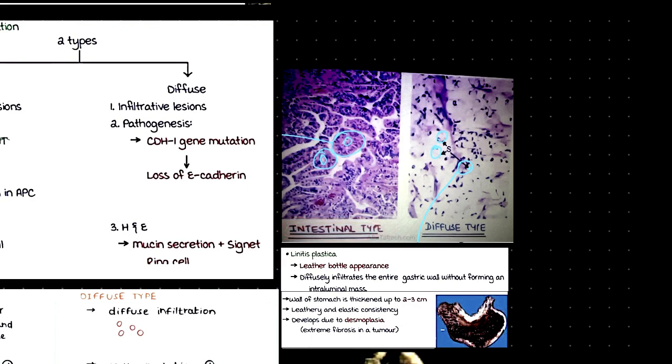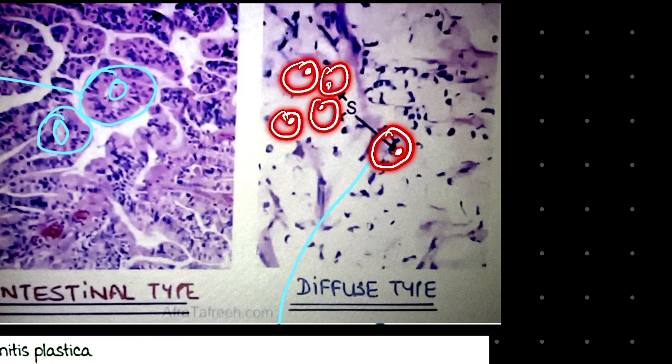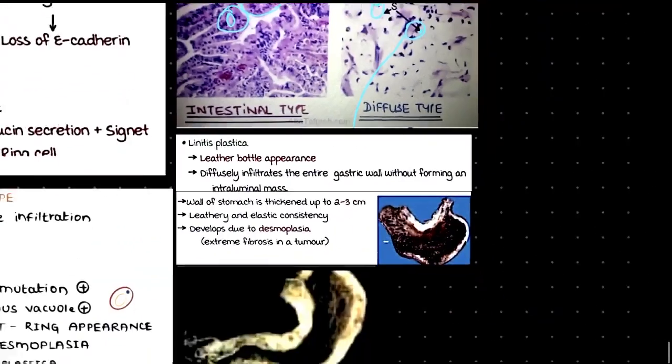And talking about diffuse type, what you said that these are what? The signet ring in shape, right? You can see right here, these are signet ring in shape. As you can see, the nucleus, right? These are signet ring like structure. Okay, now moving further.